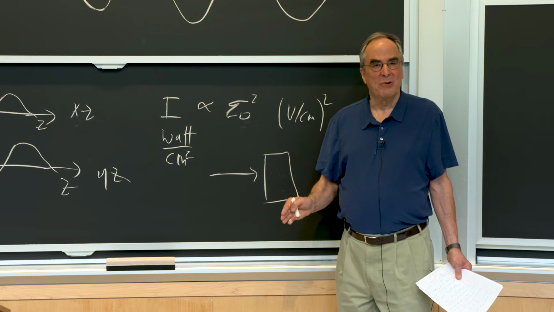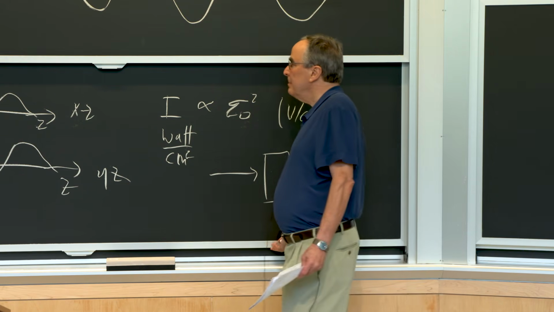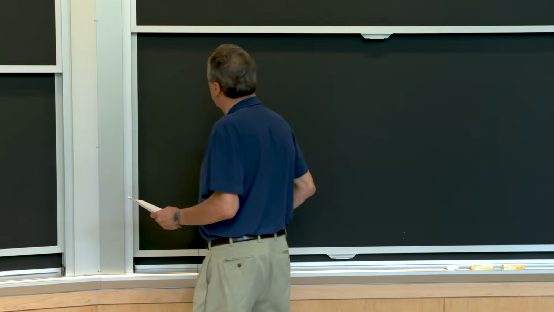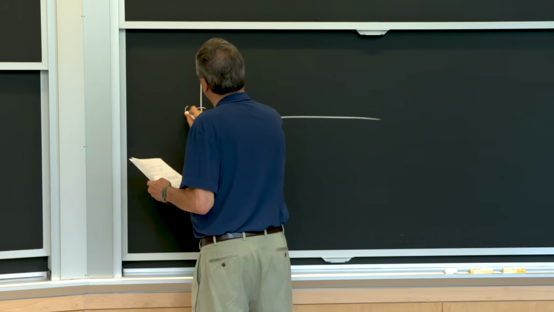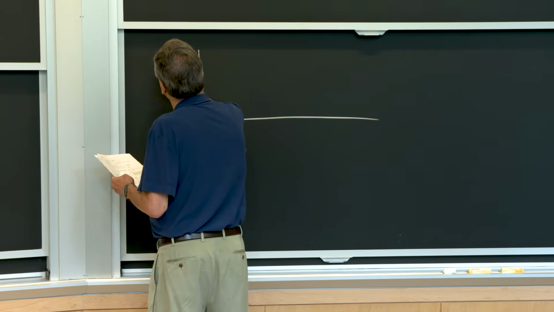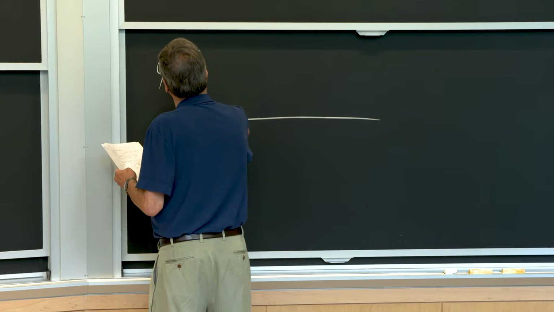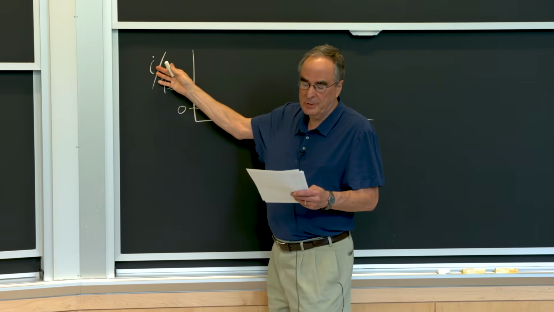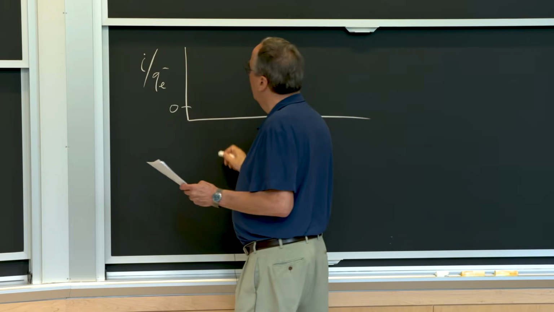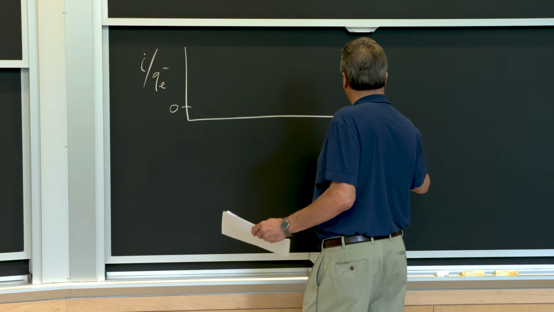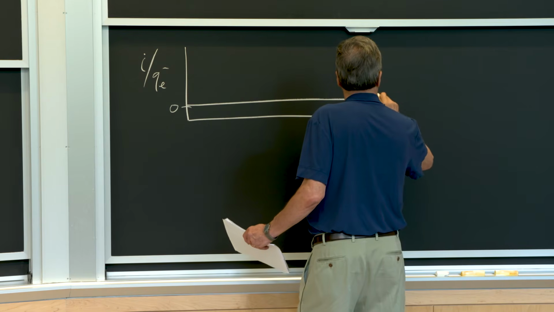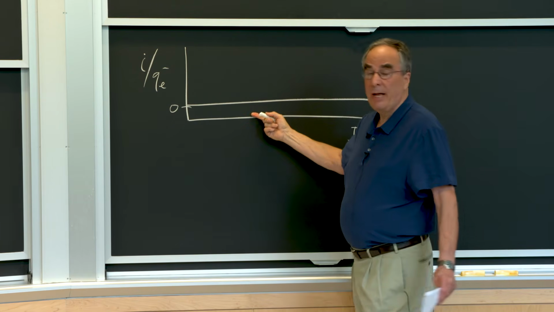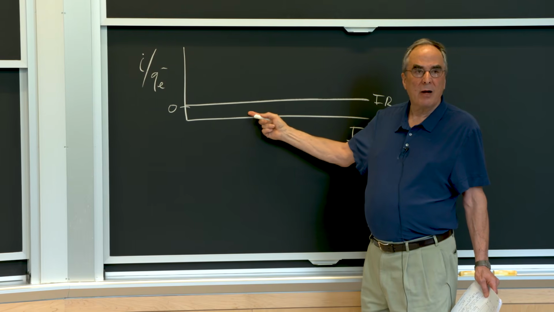This is the photoelectric effect. This is what we observe. The vertical axis is the current divided by the charge on the electron, so that's the number of electrons per second. And this is the intensity. And if we have infrared radiation, nothing happens, no matter how strong it is.